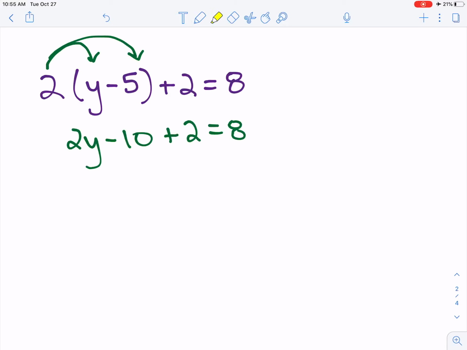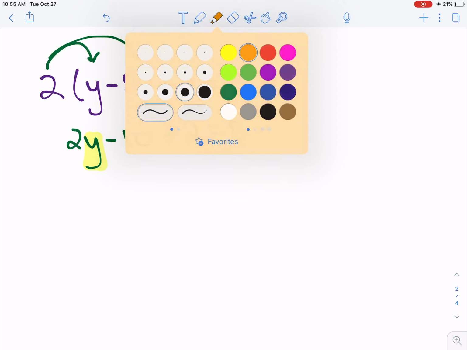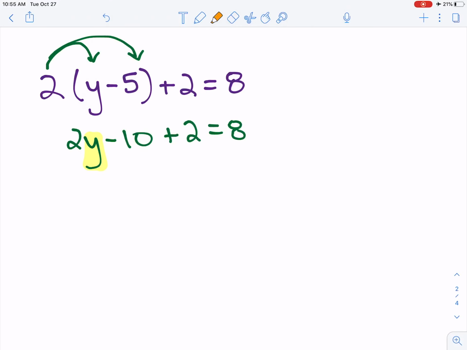So again, the object of the game is to get the y by itself. But I'm going to notice here that I have some things that I can combine. I've got some like terms. This minus 10 and this plus 2 are both what we call constants, meaning they don't have a variable. So let's put those pieces together. So my 2y remains the same. If I have negative 10 and positive 2 and I put them together, that's going to leave me with minus 8 or negative 8. And then my equal 8 just comes straight down from that part of the equation there. We're just going to bring that part down.